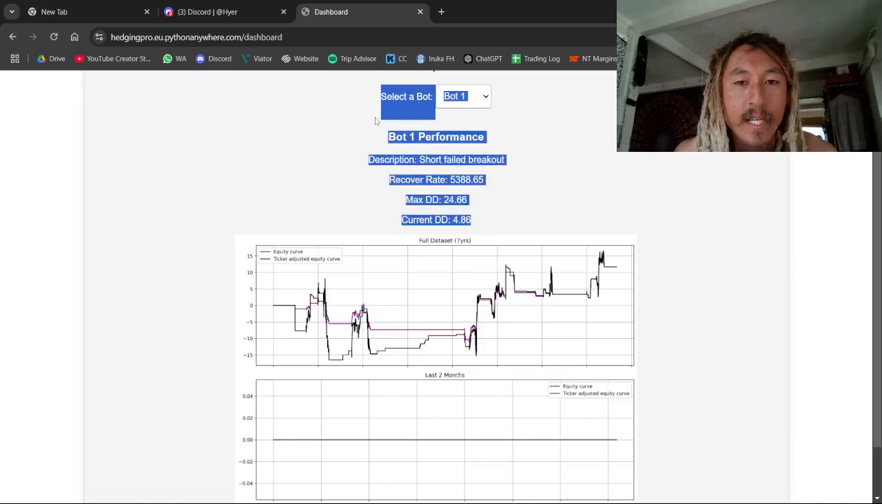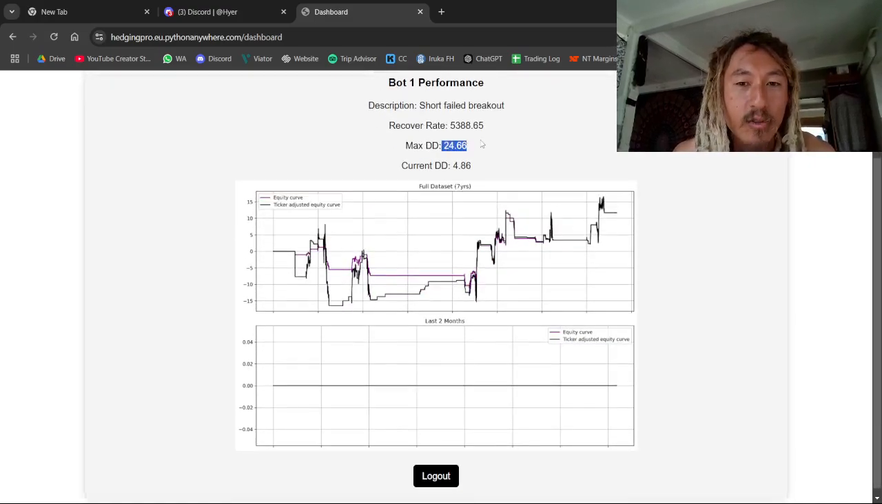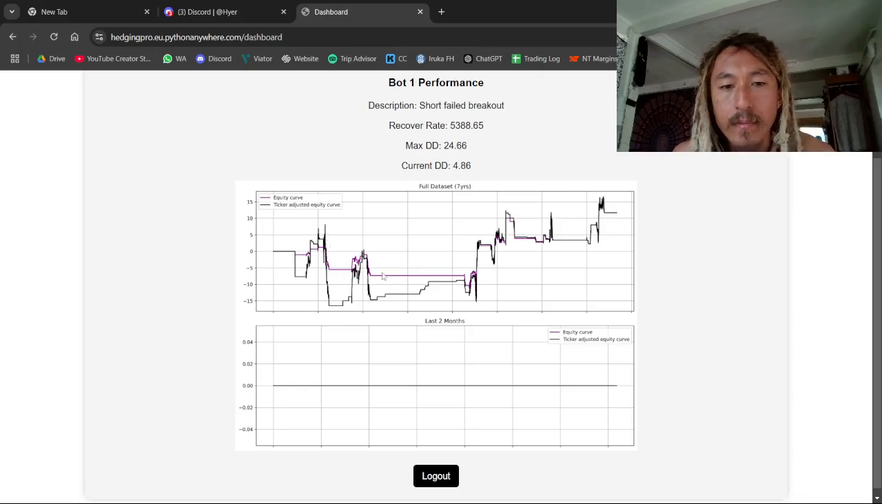Yeah, there's some weird things we're still working on, because it says max drawdown of 24, but the scale stops here at 15. So how could that be so? It doesn't make sense to me. But you can see over time it's been positive.